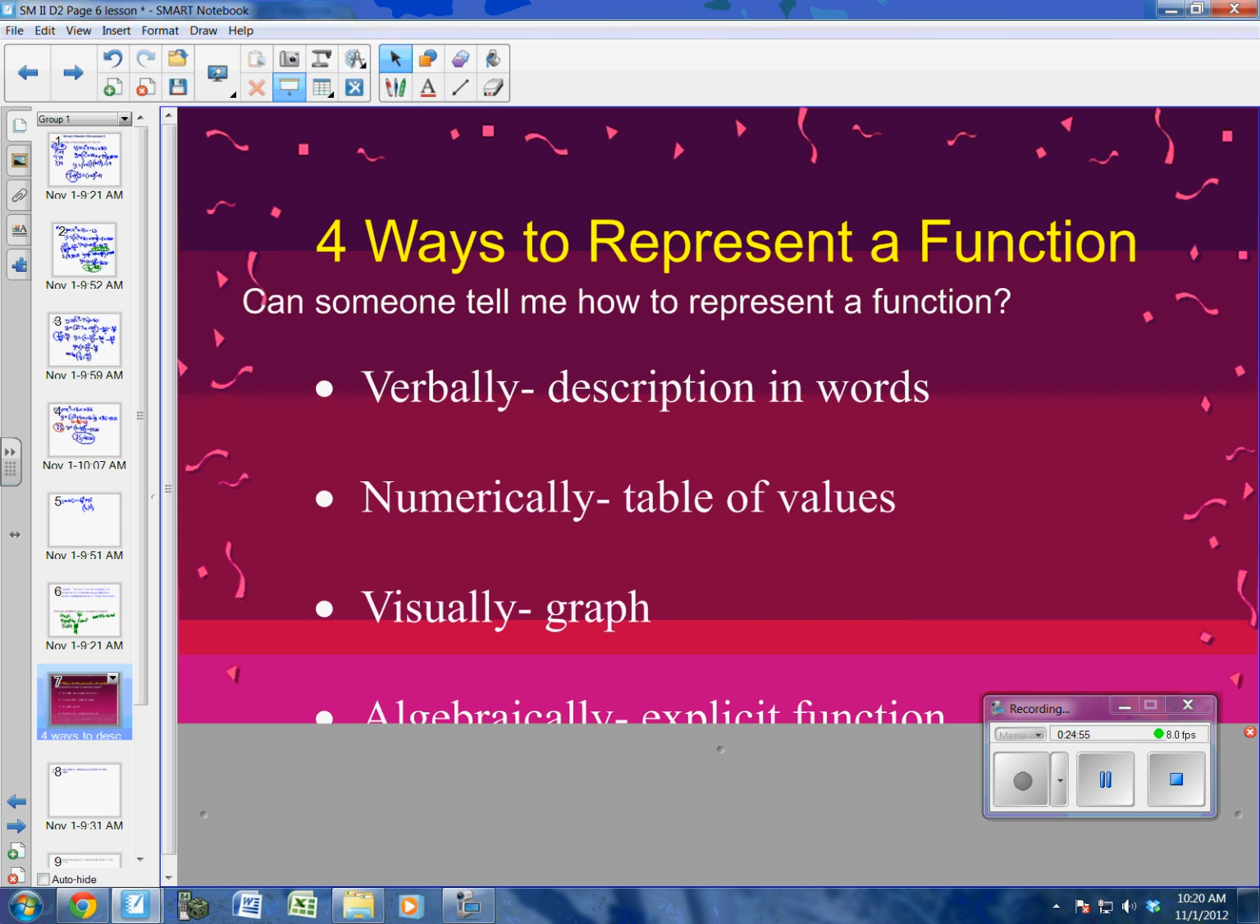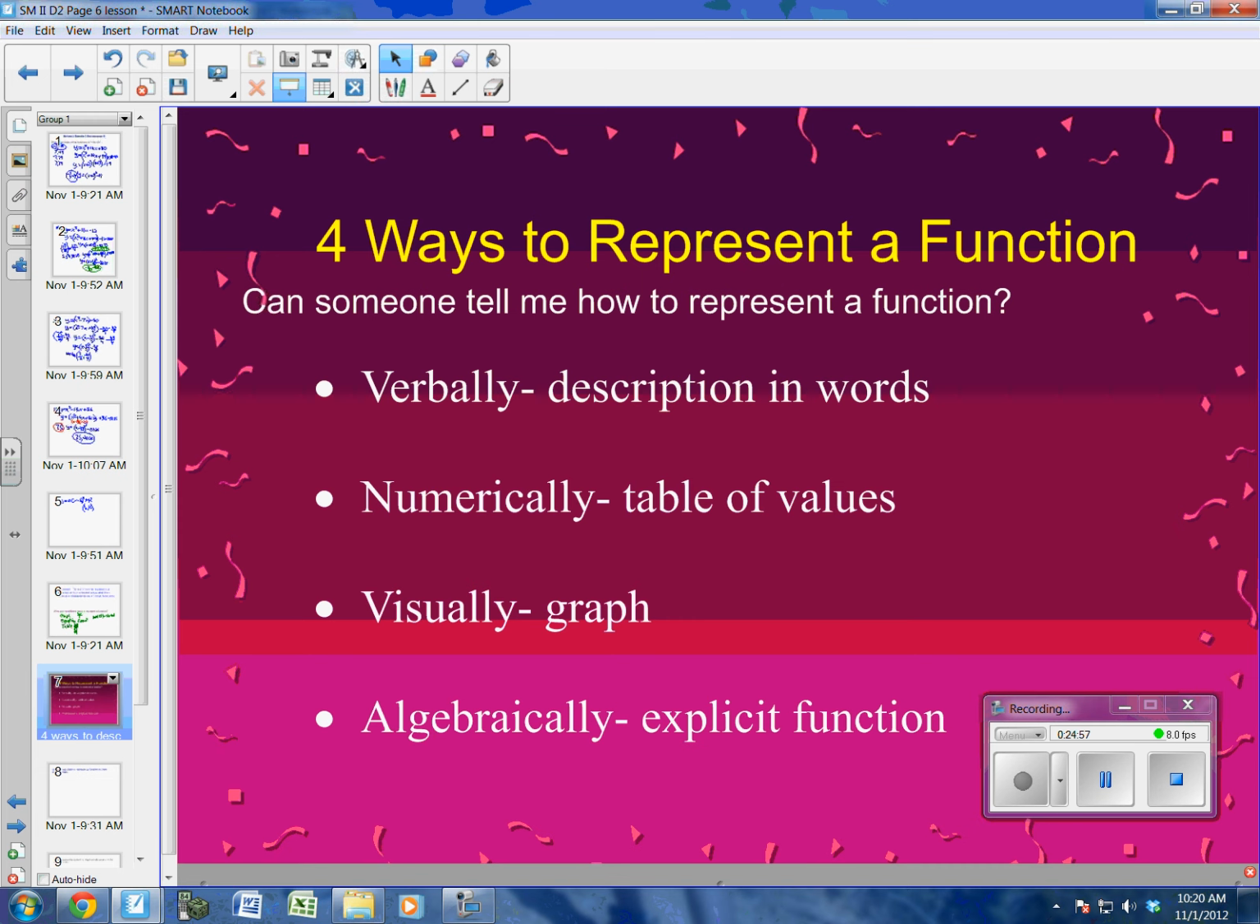And the last way is algebraically, or explicit function. Visually, I put it in a different order than we just said. On the other slide, I put them in the order you gave them to me. But this is the order we write them in. This would be writing it as an equation. This last one right here would be an equation.